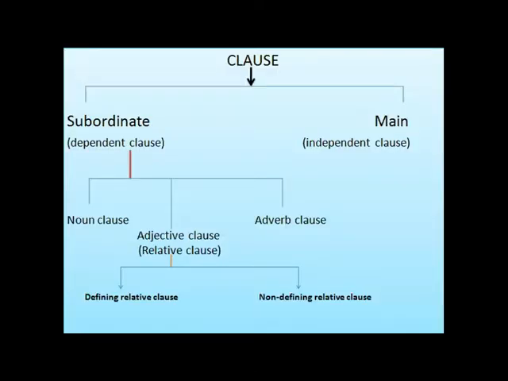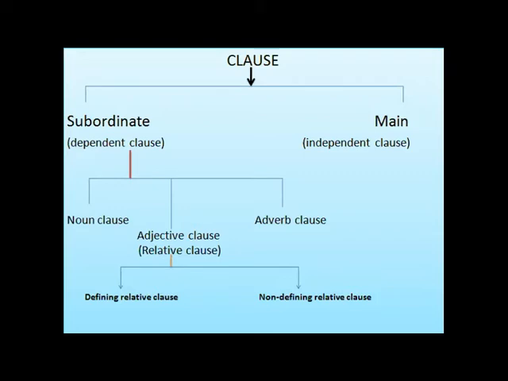Next, clauses are divided into two kinds. One is the subordinate clause, the other is the main clause. A subordinate clause is a dependent clause. A main clause is an independent clause. Independent means it doesn't depend. However, a subordinate clause depends on the main clause as it is an incomplete sentence.